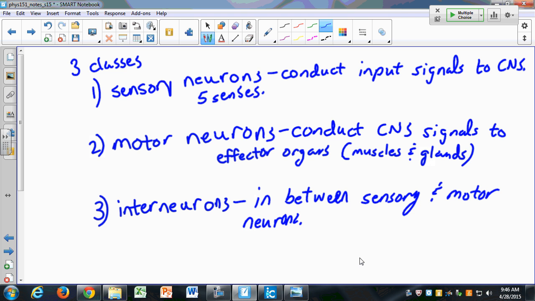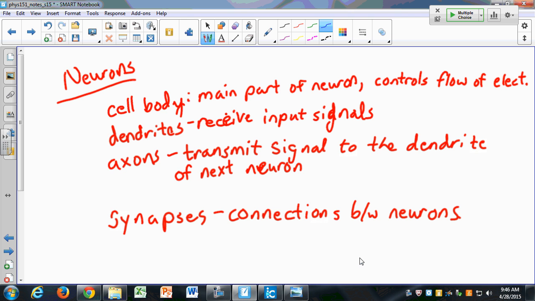Alright, let's talk about membrane potential and then action potential. Can I go down from here, y'all? So these are the 3 different classes of neurons: sensory, motor, and interneurons. I'll wait just a second. Oh, synapses? That just means when you have connections between the neurons.